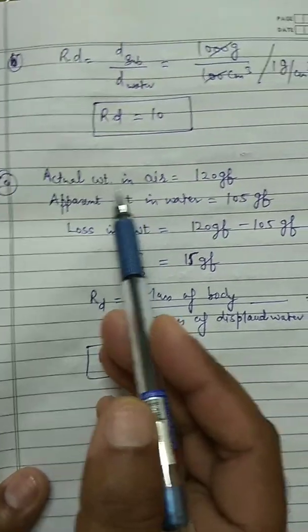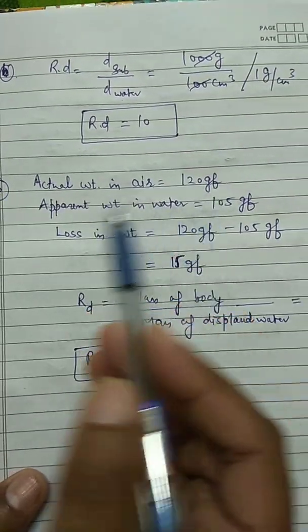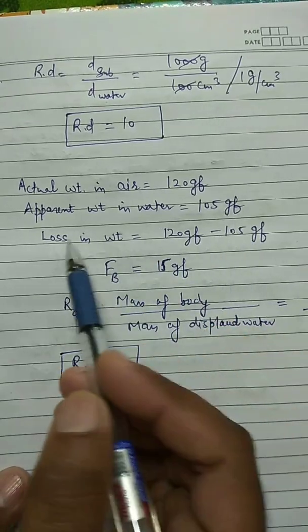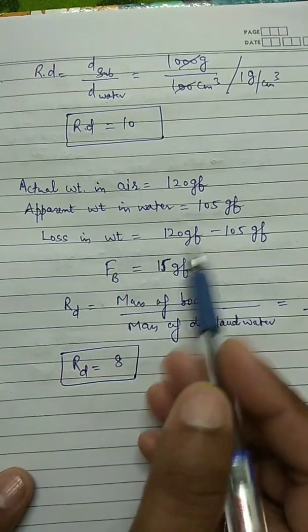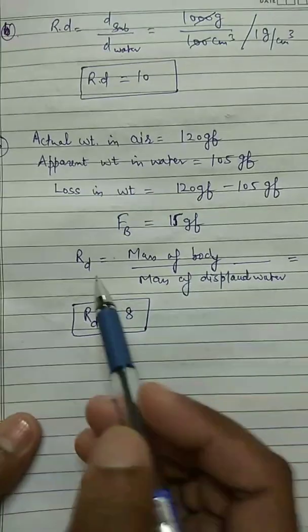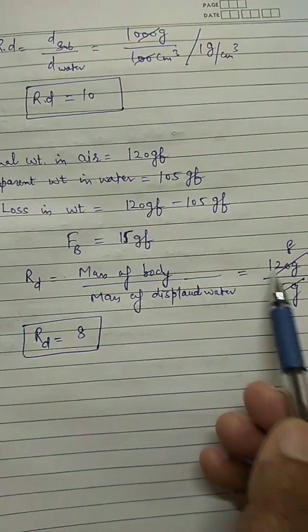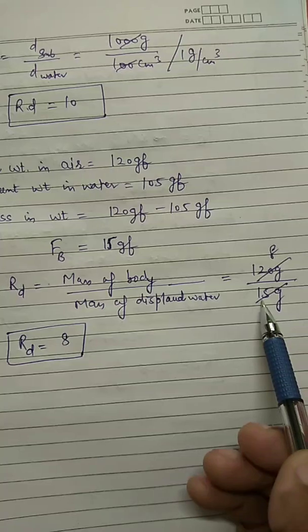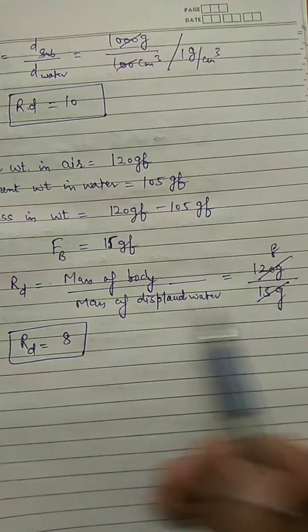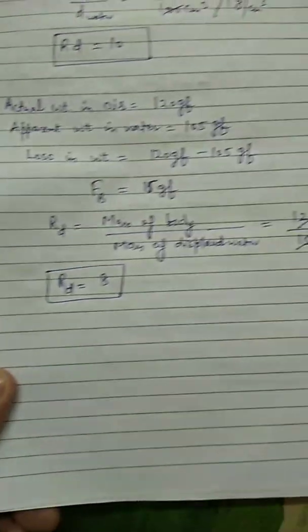Tenth numerical, actual weight in air is 120 gram force, apparent weight is 105 gram force. Loss in weight, that is equal to upthrust, is 15 gram force. Relative density is equal to mass of body over mass of displaced water. So 120 gram divided by 15 gram. If you solve, you will get relative density equal to 8.